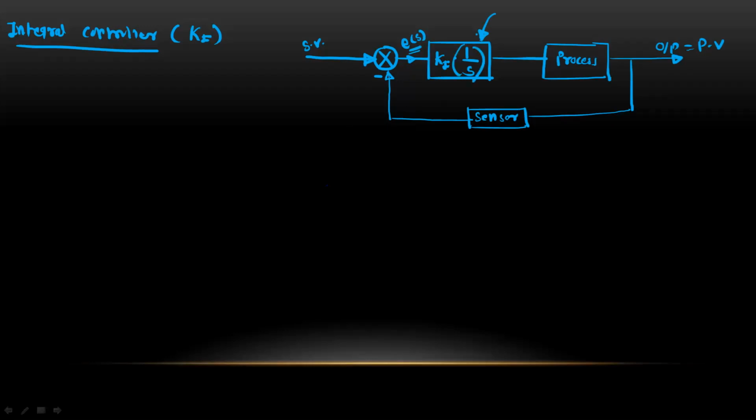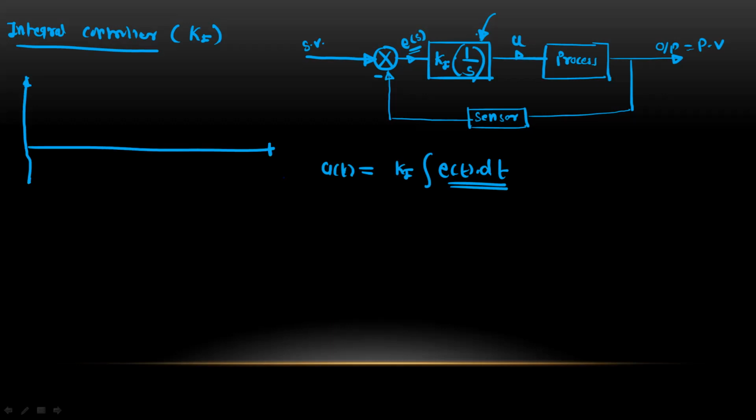So in the time domain we will have the control output, that is u of t. This is equal to Ki into the integration of the error signal with respect to time, that is e of t into dt. Suppose we have the error signal with respect to time like this.